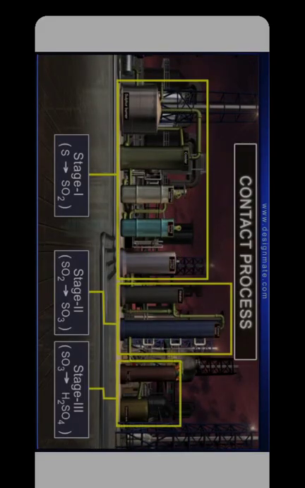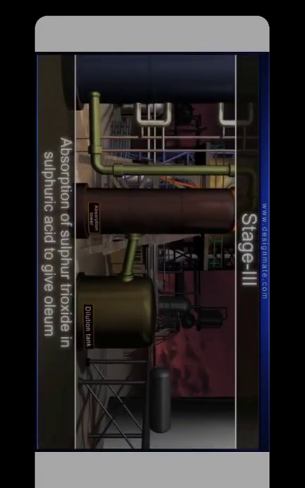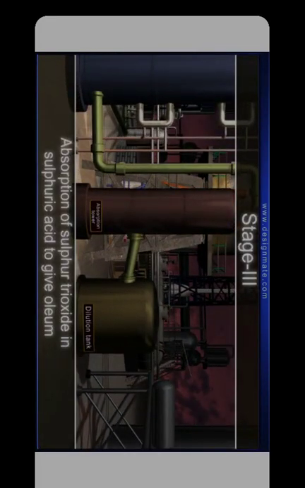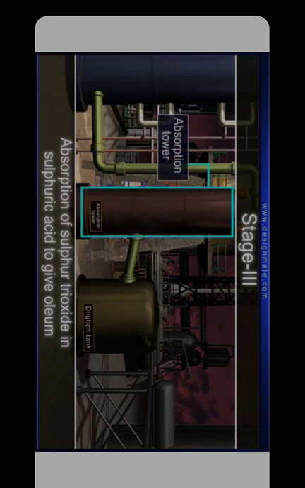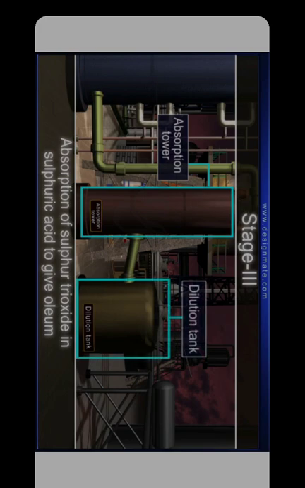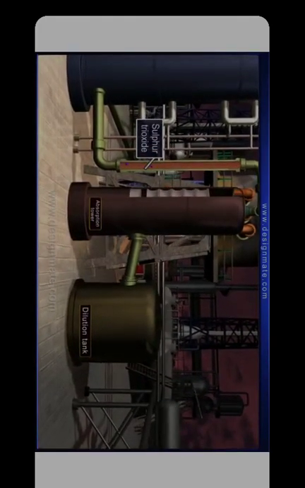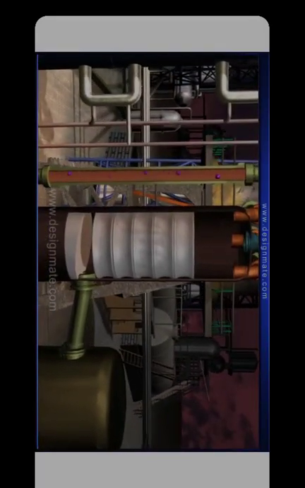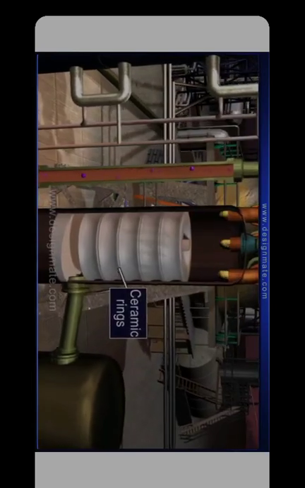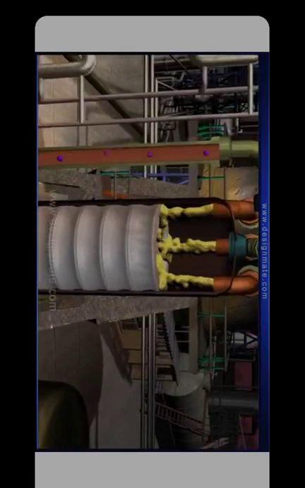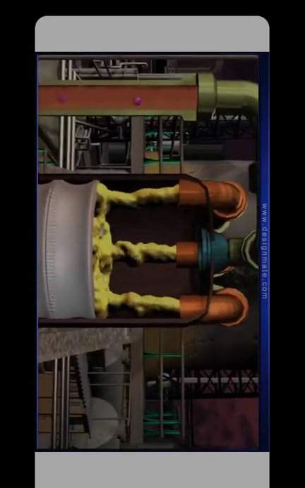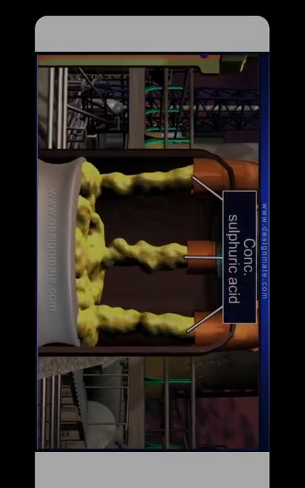Stage 3. Absorption of sulfur trioxide in sulfuric acid to give oleum. This consists of an absorption tower and a dilution tank. Sulfur trioxide gas formed in stage 2 is passed into an absorption tower. The absorption tower is packed with a number of ceramic rings, which act as inert material over which concentrated sulfuric acid passes continuously.